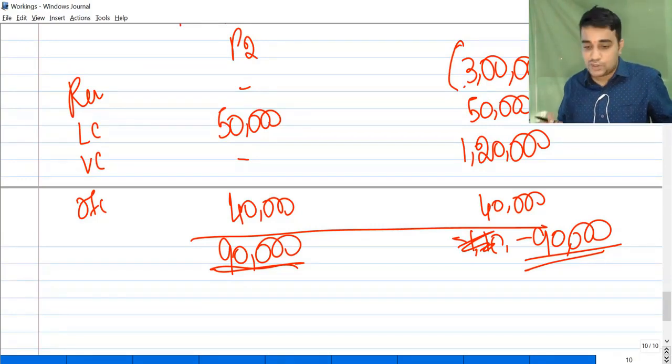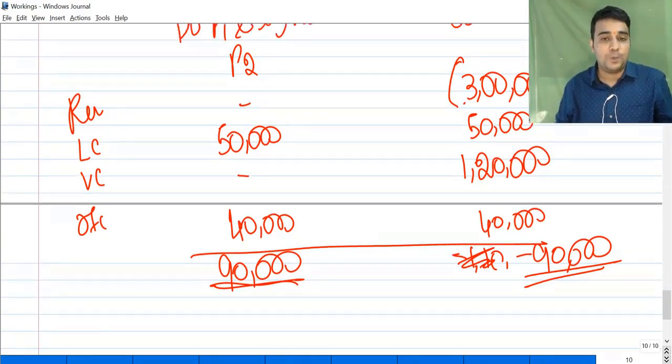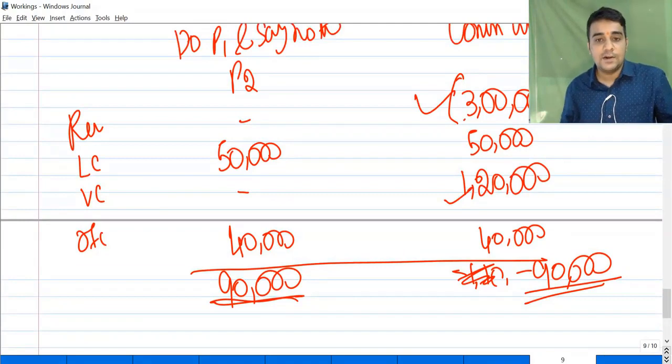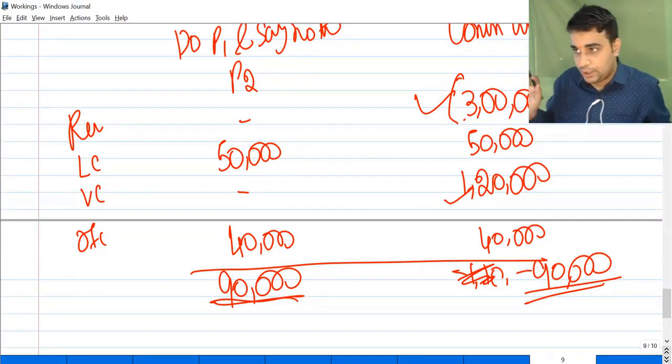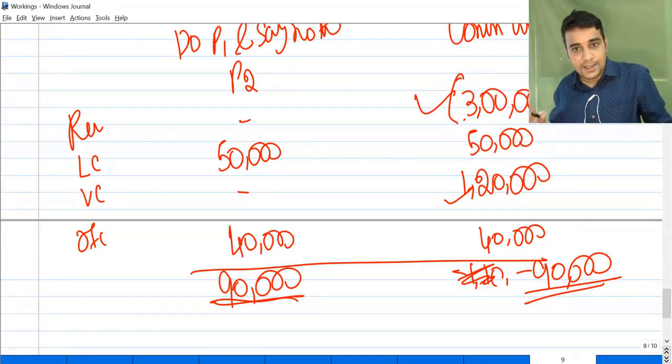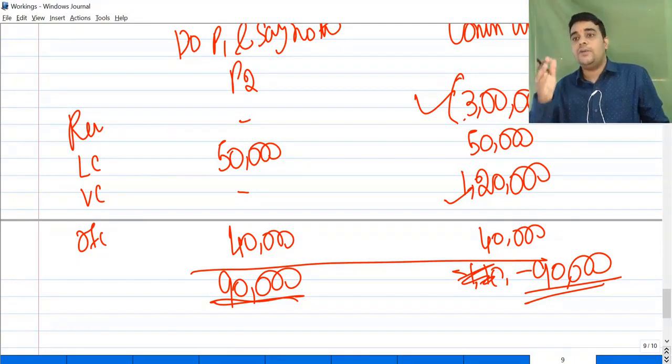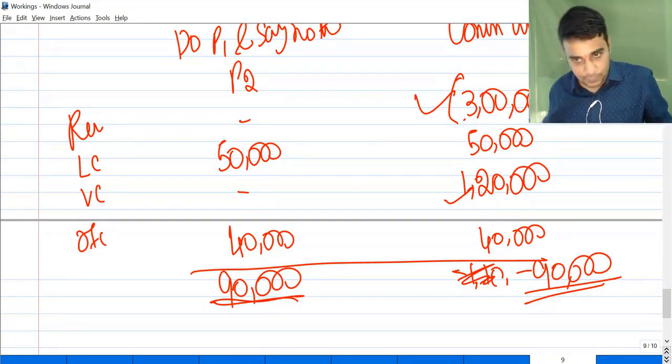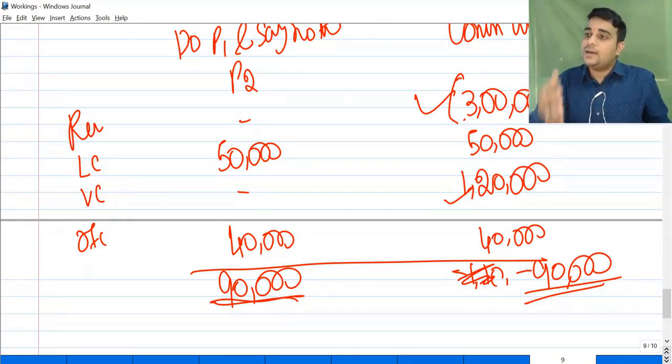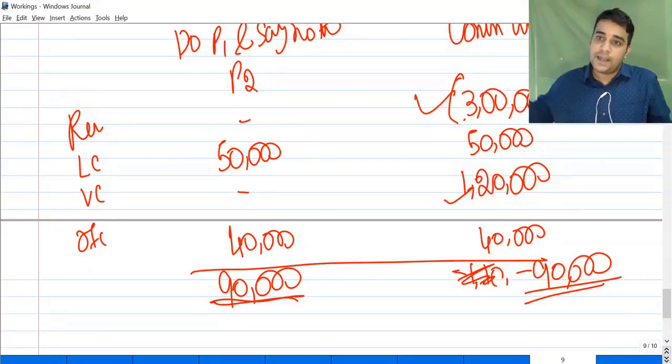Lost contribution. What is contribution? 3 lakh minus 1,20,000. You did not subtract employee cost. 3 lakh minus 1,20,000 is 1,80,000, that's the relevant cost. Sometimes you could have subtracted the employee cost, which will make the contribution 1,30,000. Please add back the employee cost if it was subtracted. So relevant cost is either 3 lakh minus 120, or 1,30,000 plus 50, or 90,000 minus of minus 90.